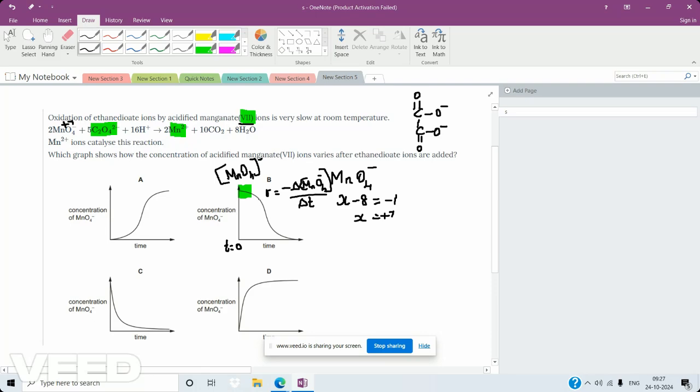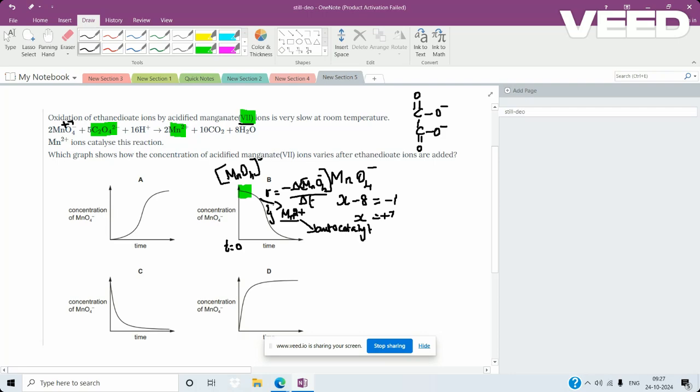So Mn2 plus is here. So Mn2 plus shows a reduction in concentration at a different rate. Mn2 plus acting as a catalyst shows a reduction in concentration at a fast rate because it acts as an autocatalyst. So this graph is the only suitable graph for the reaction because the autocatalyst is formed after some time. So this is the time to get the autocatalyst, and the autocatalyst is formed during the reaction process.